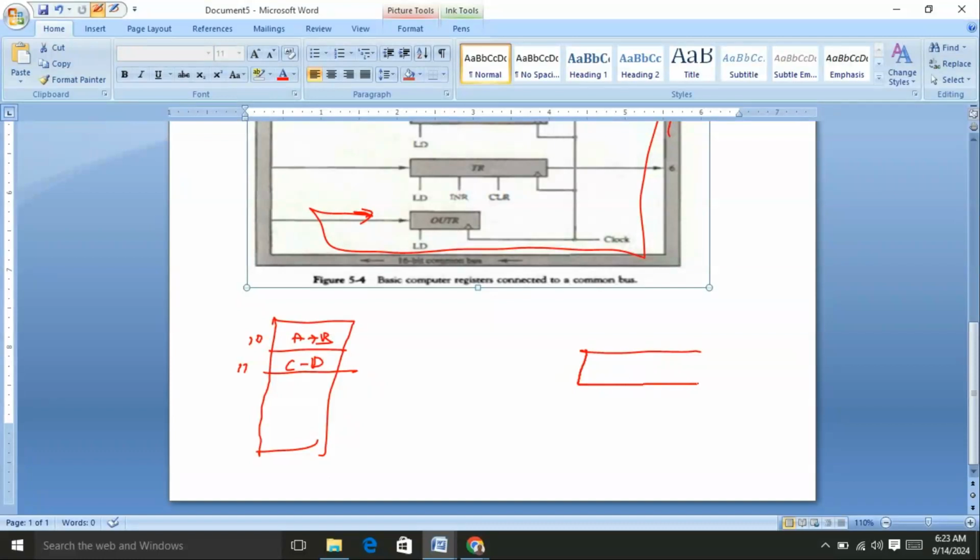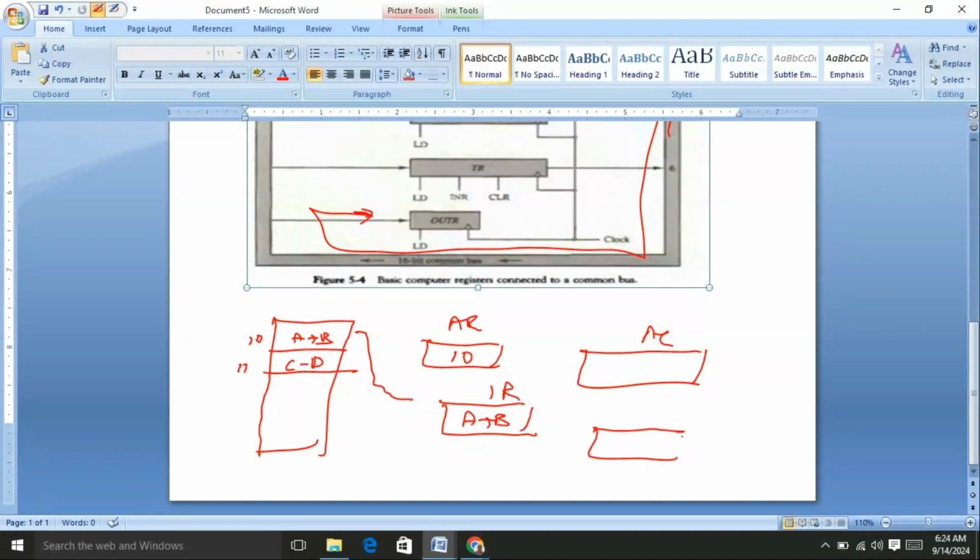Suppose the address register holds 10. This instruction is fetched from the memory and stored in the instruction register, A plus B, and the required data is stored in the data register. For example, 15 is stored in the data register, and the instruction and data are executed together in the accumulator. So the currently executed instruction address is in the address register, right? The next instruction to be executed is 11, right? The 11 is always in the PC. So the PC holds the address of the next memory location, the instruction to be executed.